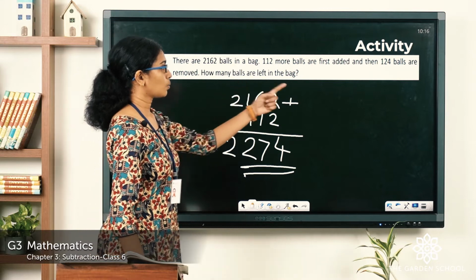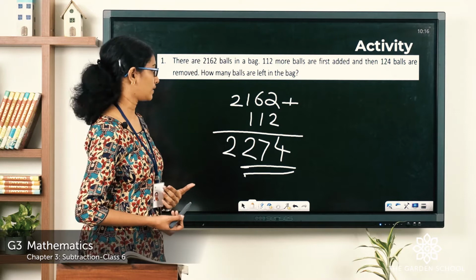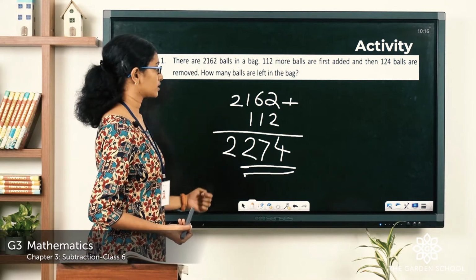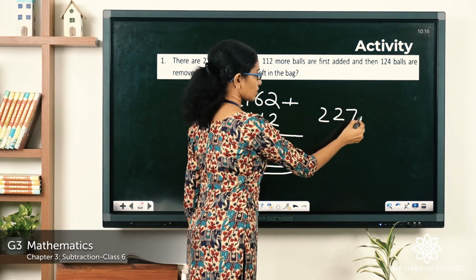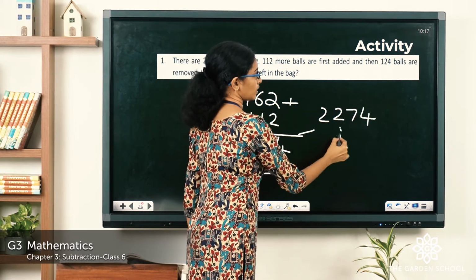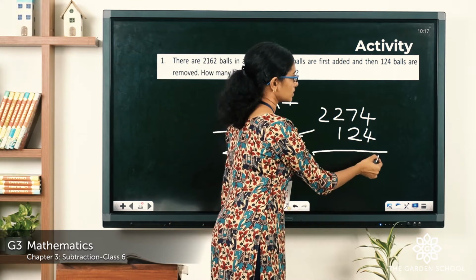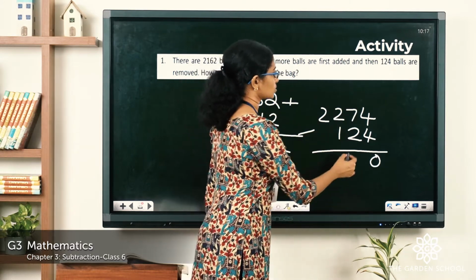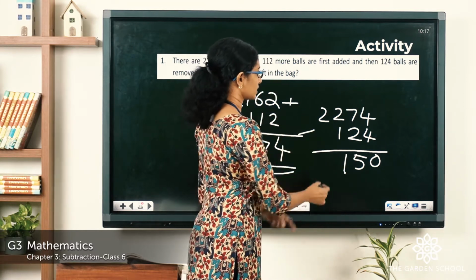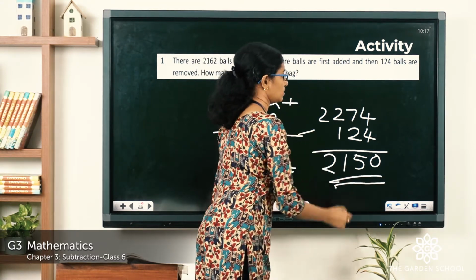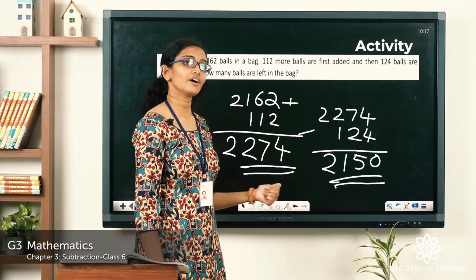Now what happens? 124 balls are removed. And how many balls are now left? So how do we find that? From this total number of balls, let's subtract 124. So 2274 minus 124. That gives us 4 minus 4, 0. 7 minus 2, that is 5. 2 minus 1, 1. And bringing this 2 down. How many balls are left? 2150 balls are finally left.